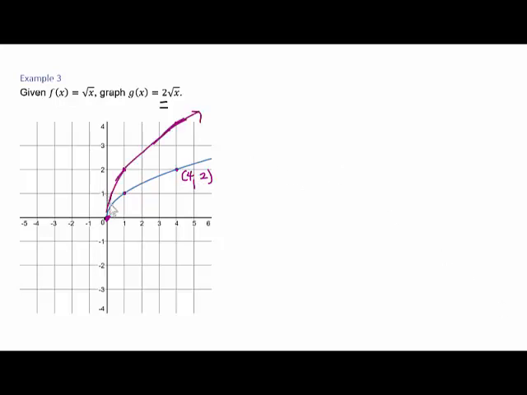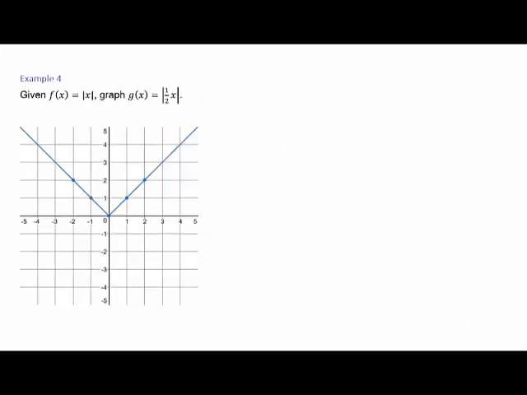Connect the points, and the new graph looks something like this. Okay, example 4. If f of x is equal to the absolute value of x, we're going to graph g of x, which is equal to the absolute value of 1/2 x. Okay, notice where that 1/2 is located.